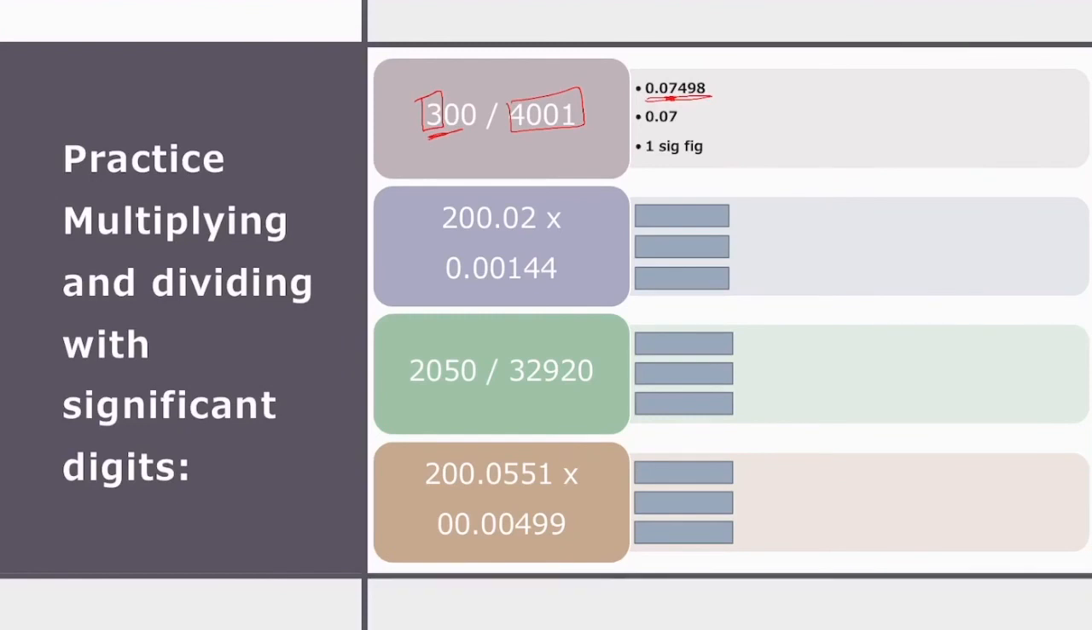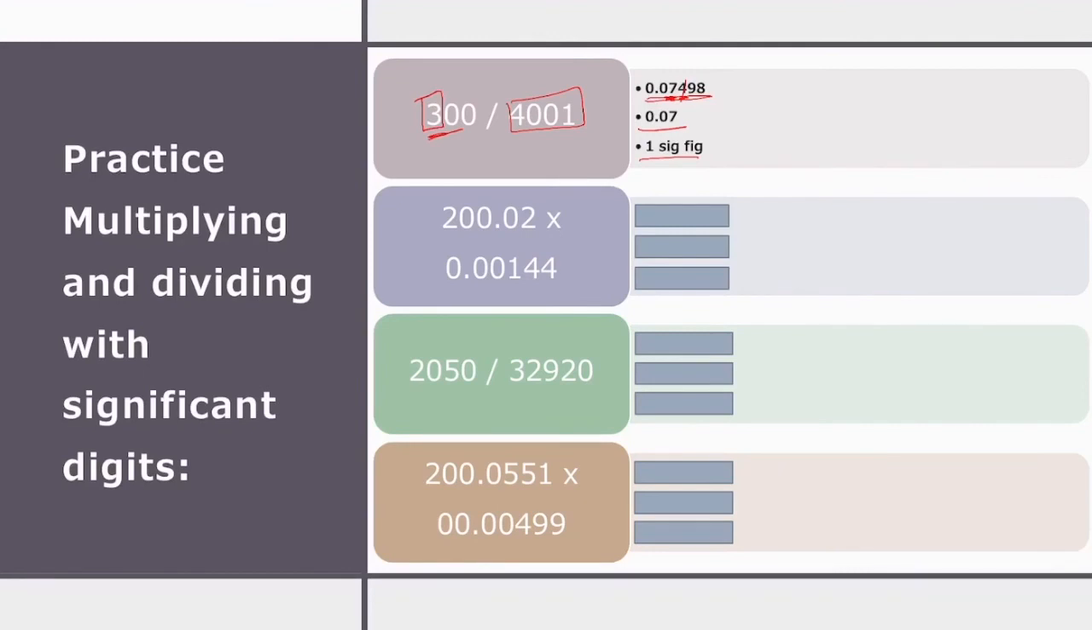I can't have any other sig figs after that. And so I look to the next number right here. That's a 4, so it's not going to cause that 7 to round up. And so my answer is 0.07, and that contains one significant digit.